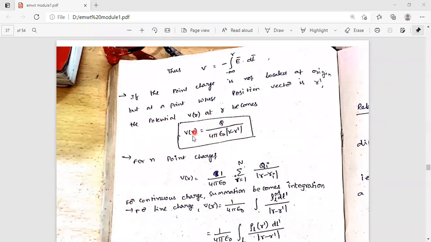This is the expression for potential when the charge is not at origin but at some other point which is a distance R bar from the origin. Q by 4 pi epsilon naught modulus of R minus R bar. This is for one charge. Suppose there are n number of charges.